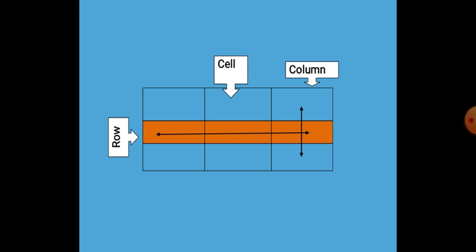Now see, this is a table structure children. Smallest unit of the table is a cell and group of vertical cells is known as a column and group of horizontal cells is known as a row. So if you see this picture carefully, you will find out children there are 3 columns, 3 rows, and total there are 9 cells in this table.